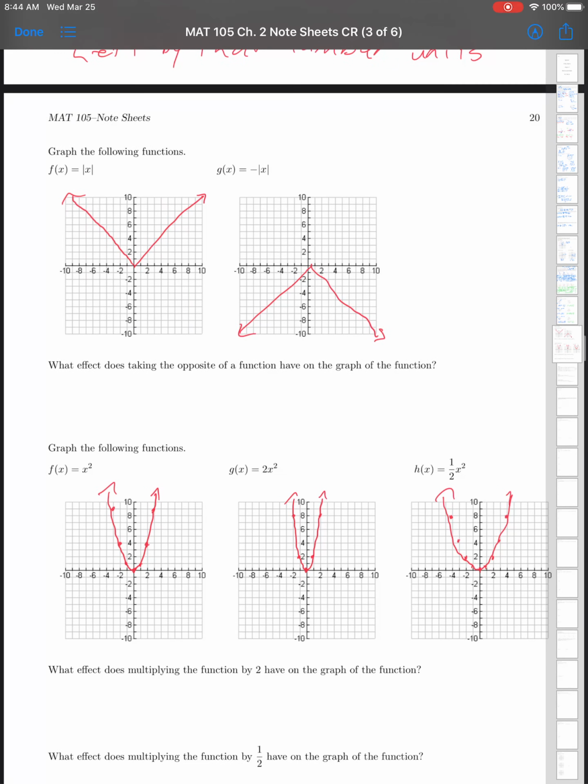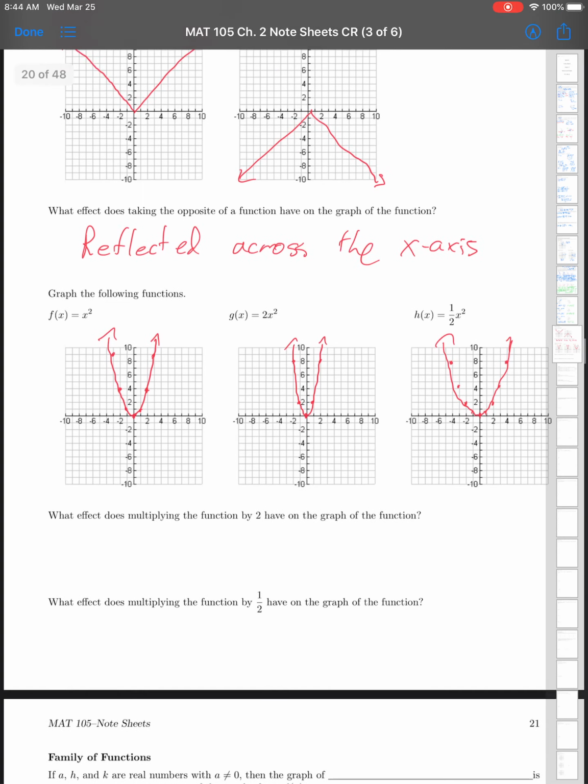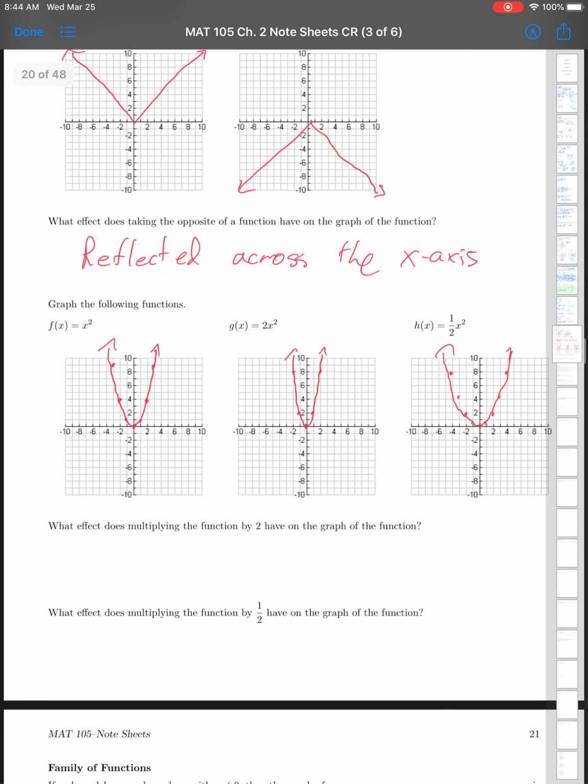Then if we multiply by things, it has other effects on the graph. So first of all, what you should notice here is if I multiply by a negative, what's happening to the graph? Well, it's being reflected across the x-axis. So by taking the opposite of the function, we reflect it across the x-axis. So the exact same graph, but now just pointing down.